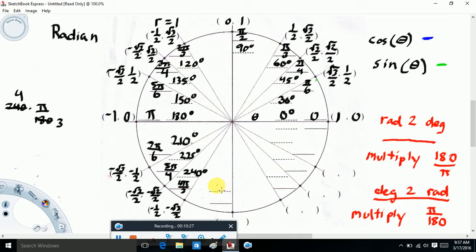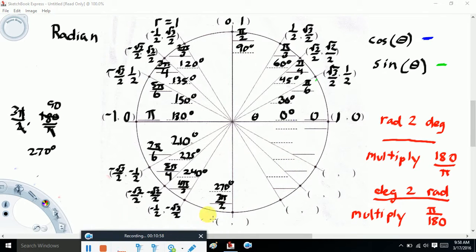Here we have 270 degrees. That's 3 pi over 2. Another quick check is to take 3 pi over 2 and multiply it by 180 over pi. These pi's cancel out. We're left with 90 here. 90 times 3 is 270. The sine here is negative 1 and the cosine is 0.